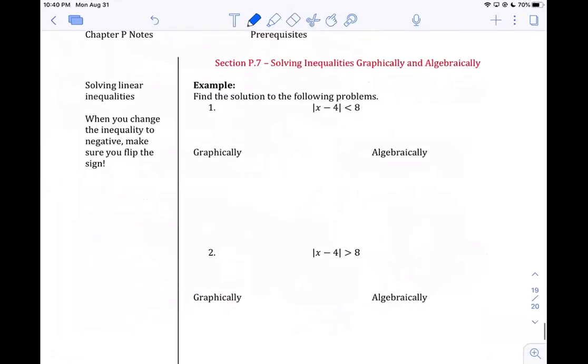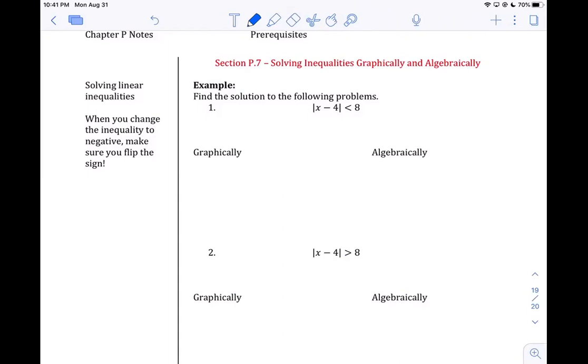All right, let's go ahead and look at this next section. So P7. This part you probably haven't really looked at before, so this part is going to be a little bit tricky. All right, find the solutions to the following problem. This is a very easy problem that you've done before, back in algebra. But we're going to look at it graphically, so it might be a little bit tricky to understand.